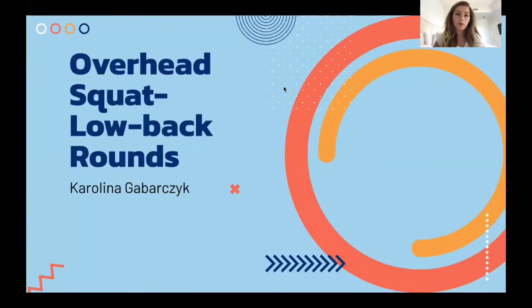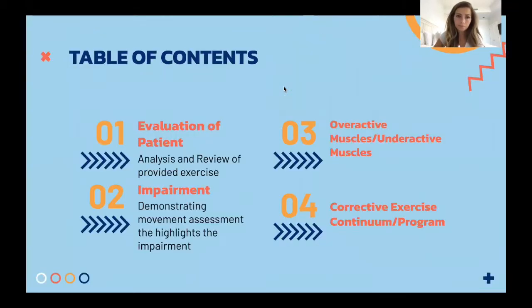I will be going over the overhead squat, specifically seeing a lower back rounding. The table of contents, what we'll be going over, is the evaluation portion of the patient, any type of impairments, over or underactive muscles, as well as the exercise program specific to that patient.